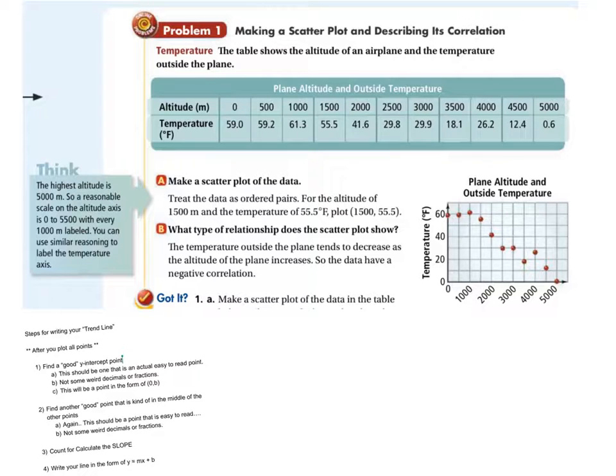So, what type of relationship does a scatter plot show? Well, in this case, temperature outside a plane tends to decrease as the altitude of the plane increases. So again, notice this is altitude. This is temperature. It goes down from left to right. So as your altitude goes up, your temperature goes down.